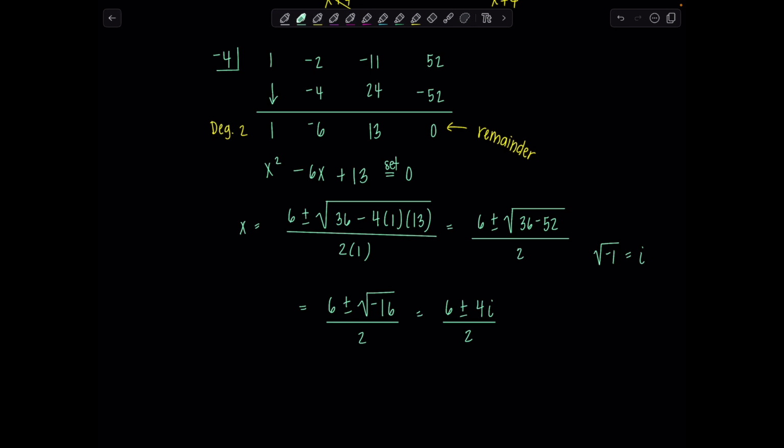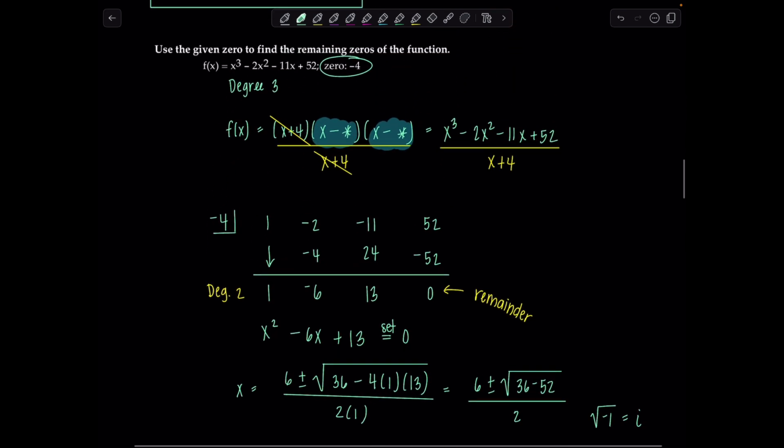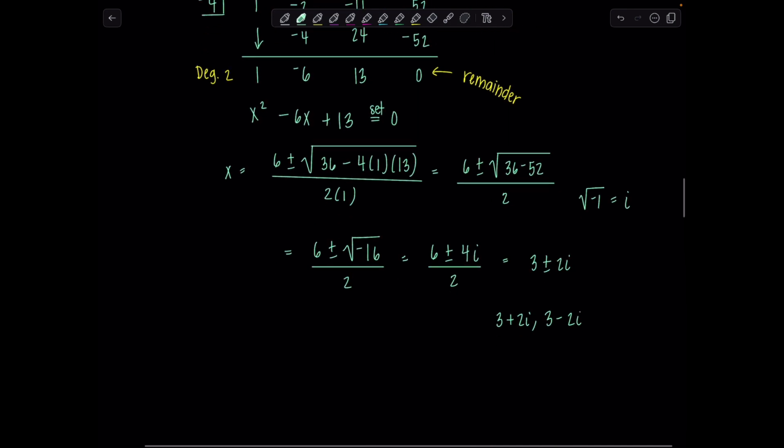And then from here we can simplify, right? Divide the 6 by 2 and the 4 by 2. And we have 3 plus or minus 2i. So each of those is a zero: 3 plus 2i and 3 minus 2i. Okay, now the question stated find the remaining zeros. They gave me 1. These are the 2 that were remaining.